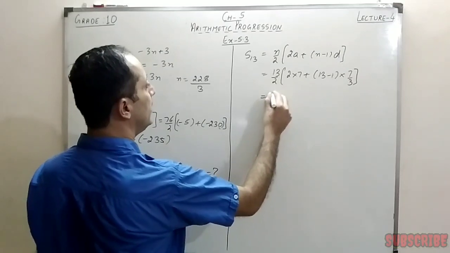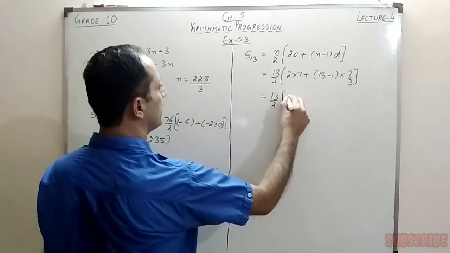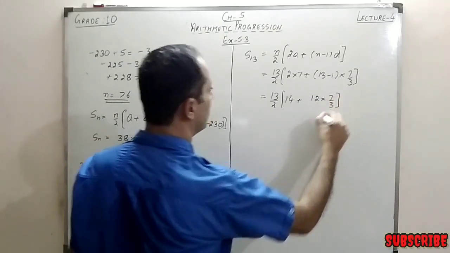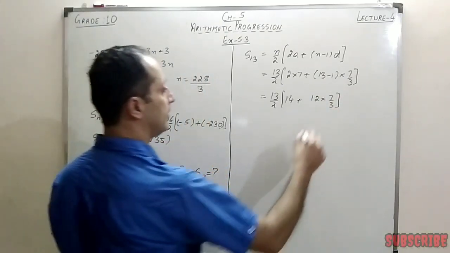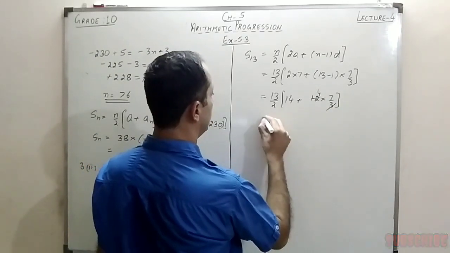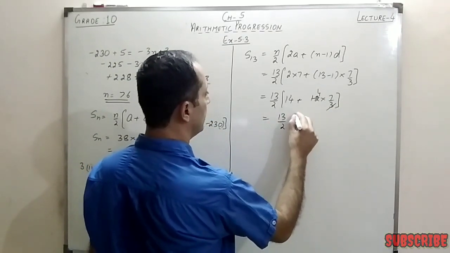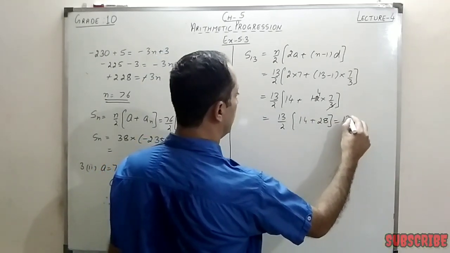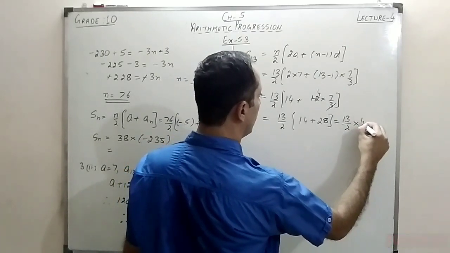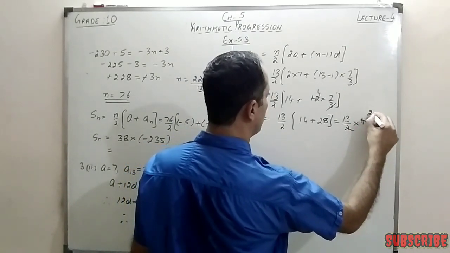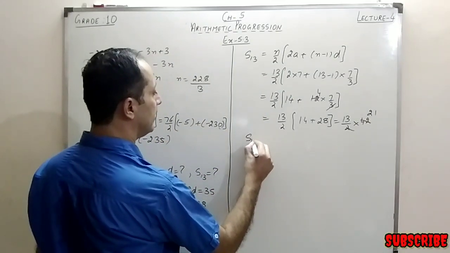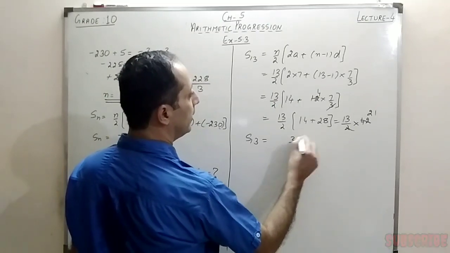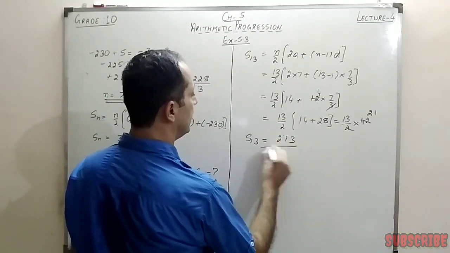So this comes out to be 13 by 2. This is 14 plus 12 times 7 by 3. Simplifying this, it cancels out. So this is 13 by 2. Inside the bracket is 14 plus 28. So this is 13 by 2 into 42. I can cancel it out. This becomes 21. So I get S13 as 21 times 13, which is 273. So this is the answer.